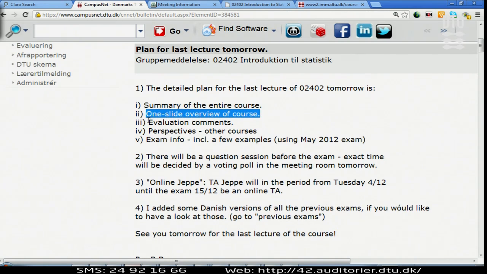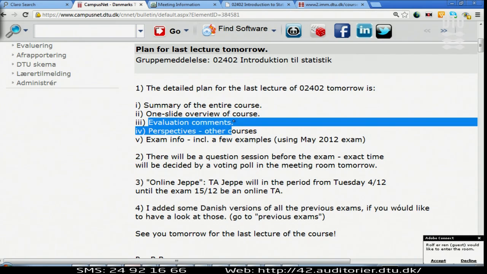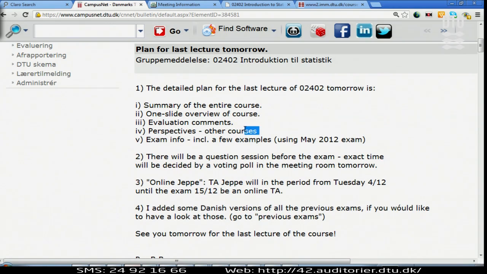Then the second part will be just a few minutes on your evaluations, a few more minutes on other courses that you might want to go ahead and take after this one, and finally some exam information and looking, to the extent that we have the time, at a few of the specific questions, exercises from the exam from this summer.